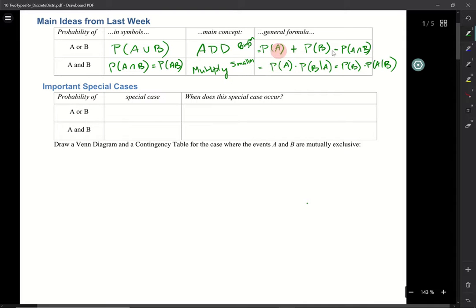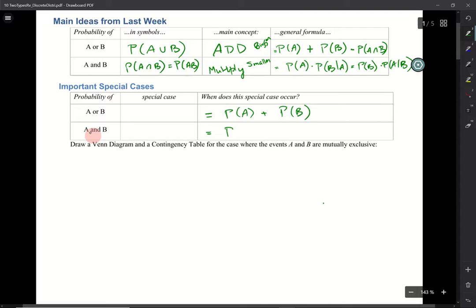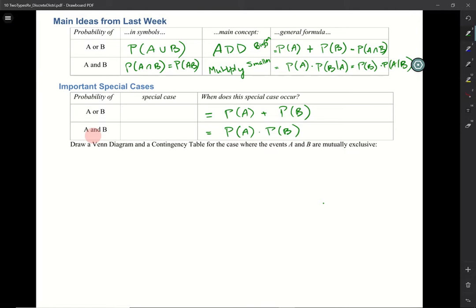When does this formula become a little bit simpler? The formula becomes simpler if we can just do the probability of A plus the probability of B. And for "and", it's possible in some cases where it's just the probability of A times the probability of B. Those are the two special cases. And it turns out that distributions have both of these special cases.